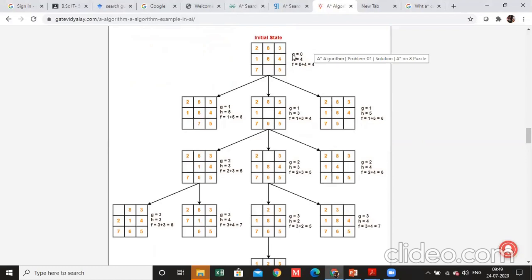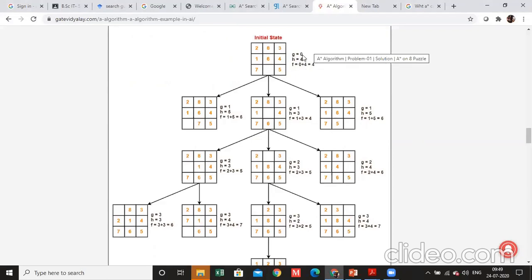Okay. What is the value of f in the initial state? g is equal to 0, h is equal to 4, and f is equal to g plus h. So here 0 plus 4 is equal to 4. How do we calculate g is equal to 0?